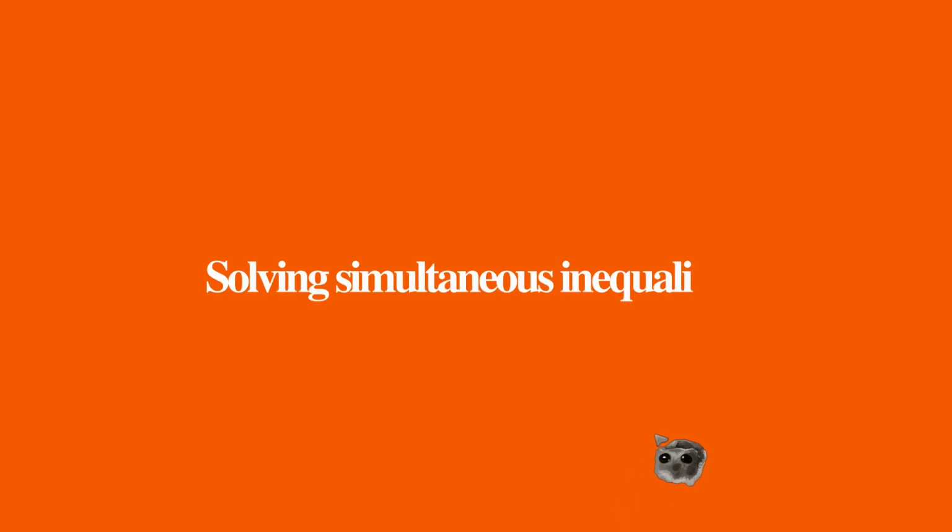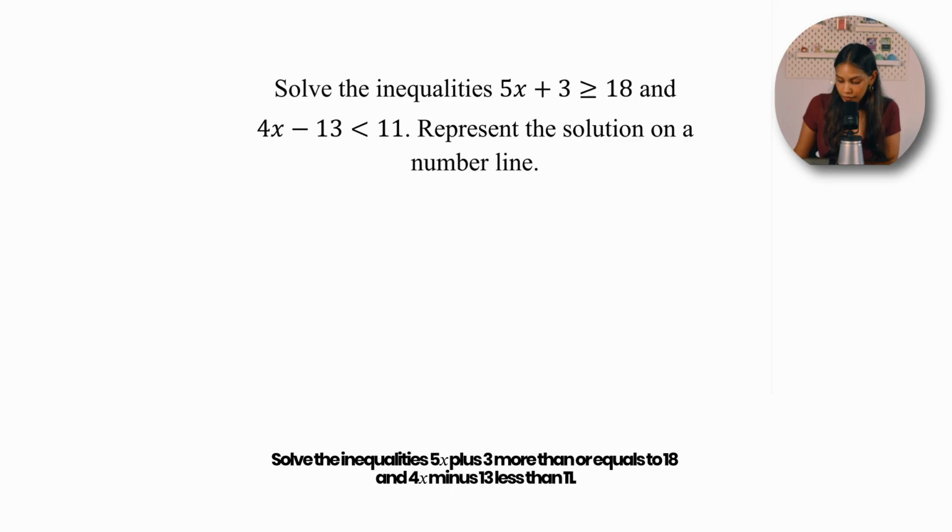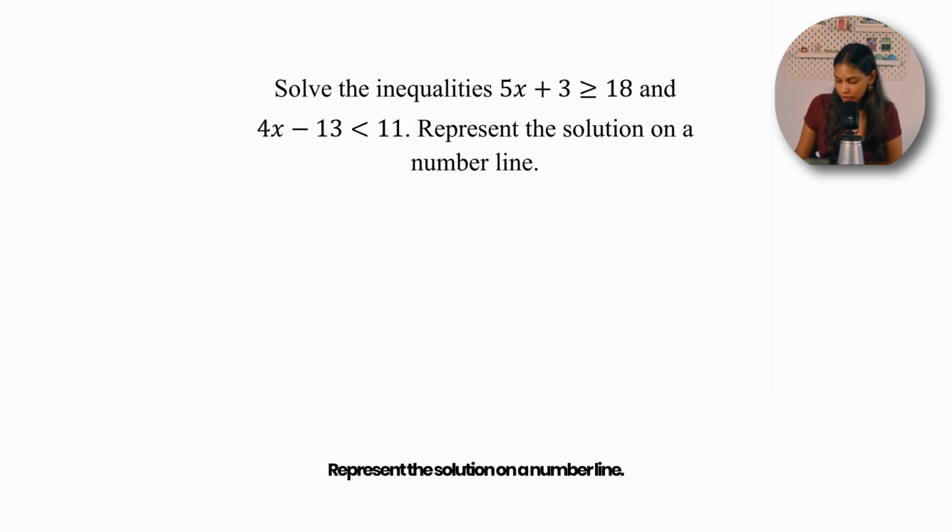Now let's look at simultaneous linear inequality. Solve the inequalities 5x + 3 ≥ 18 and 4x - 13 < 11. Represent the solution on a number line. Let's first solve the inequalities.